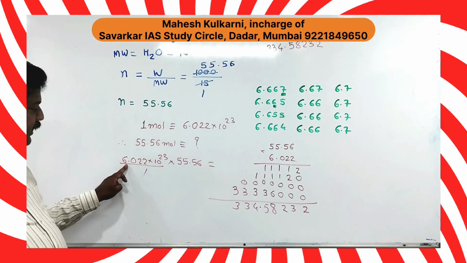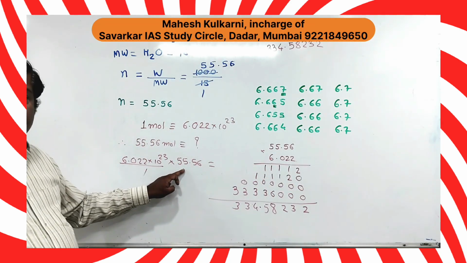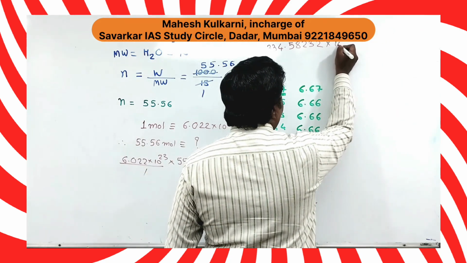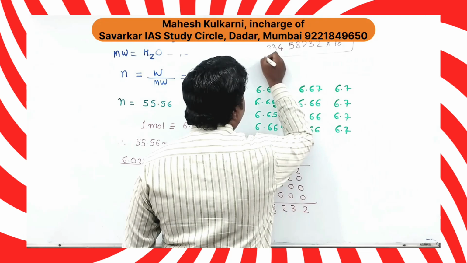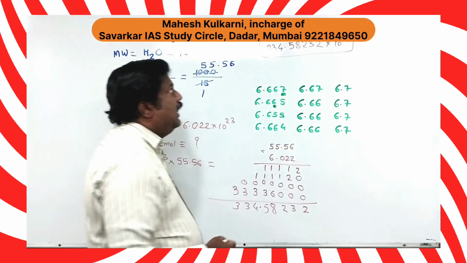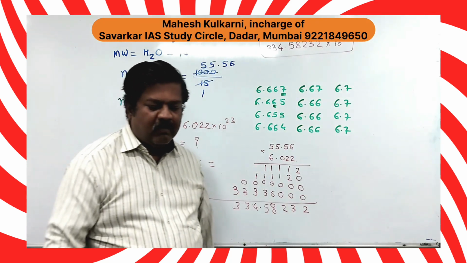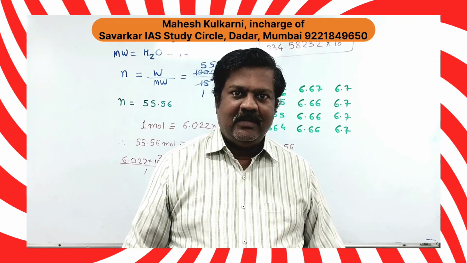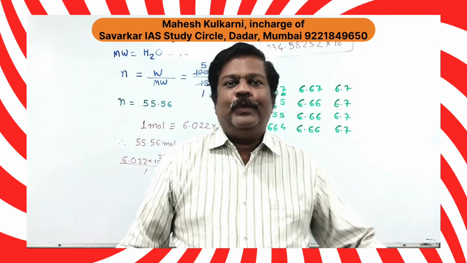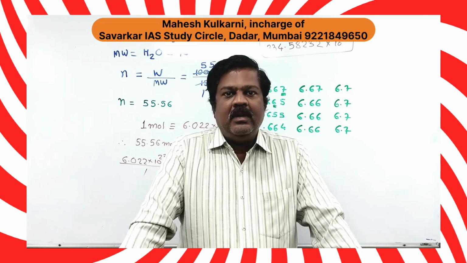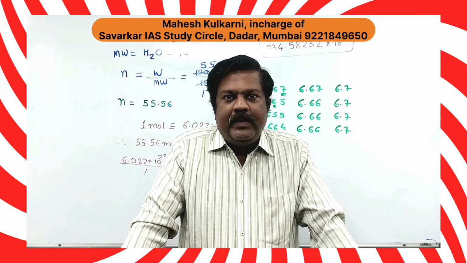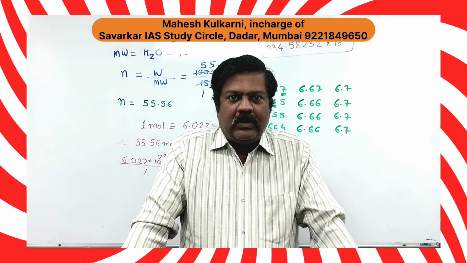This is just the multiplication of 6.022 into 55.56 multiplied by 10 to the power of 23. These many molecules are present in 1 liter of water at 4 degrees Celsius. Clear idea? So this is what we are talking about, calculating the number of molecules.